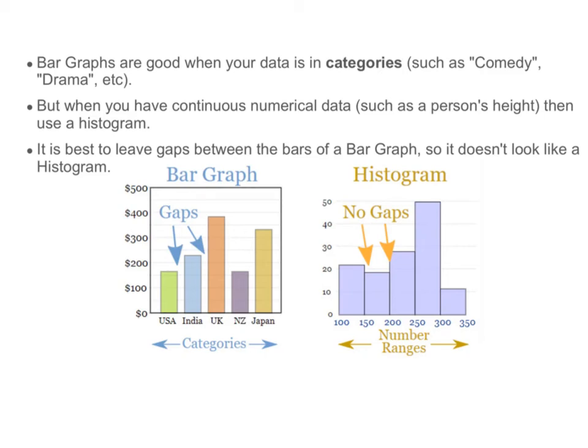In this video, we will discuss bar graphs and histograms. A bar graph is useful when you are discussing data with categories. However, a histogram is useful when you have continuous numerical data, such as a person's height.